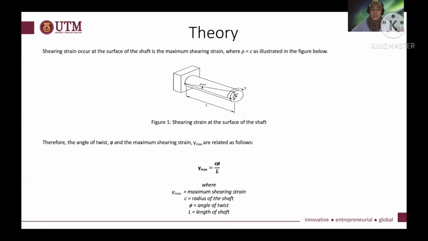And as we can see here on the figure, L is the length of the shaft, gamma max is the maximum shearing strain which occurs at the surface of the shaft, C is the radius of the shaft, and theta is the angle of twist. Therefore, the angle of twist theta and the maximum shearing strain are related as follows: gamma max is equal to C theta divided by L, where theta is the angle of twist and L is the length of the shaft.